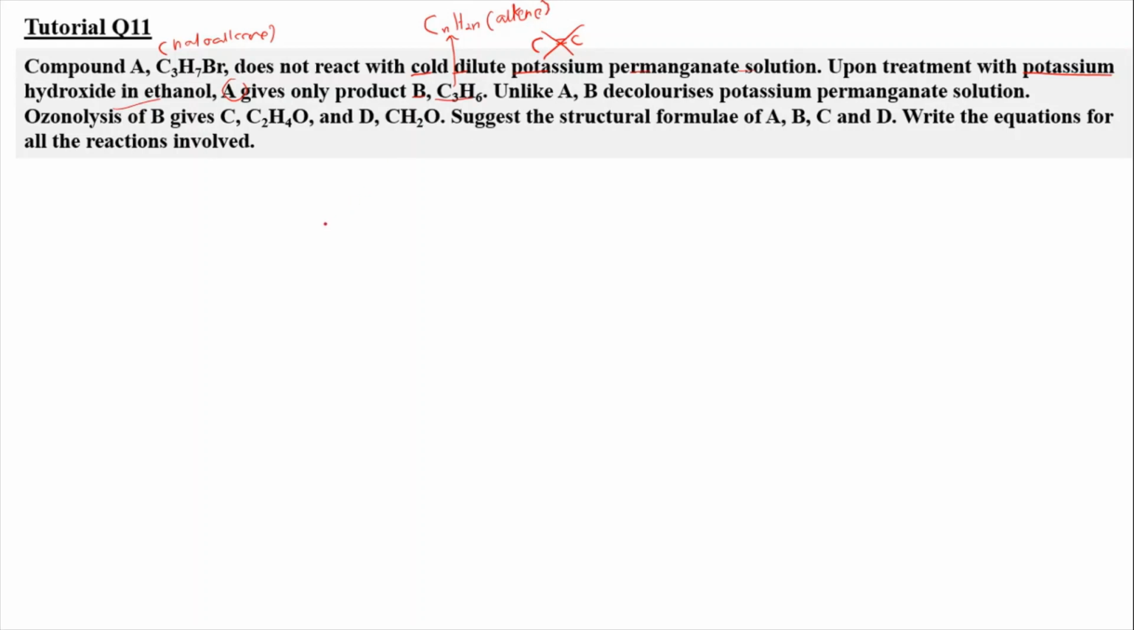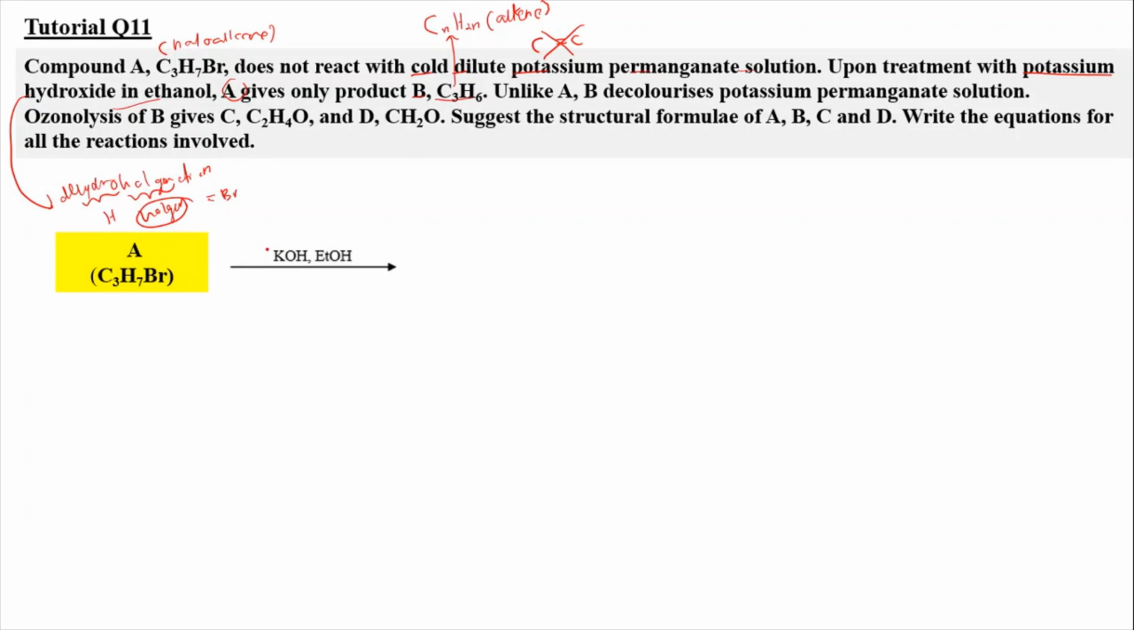Okay, so let us put the information here. First, we have A, which is C3H7Br, and upon treatment with potassium hydroxide in ethanol, it basically undergoes dehydrohalogenation, where dehydrohalogenation means that it removes hydrogen and it removes halogen. Halogen in this case is the bromine atom. So when it undergoes dehydrohalogenation by KOH and ethanol, what we're going to get is structure B, which has a formula of C3H6.